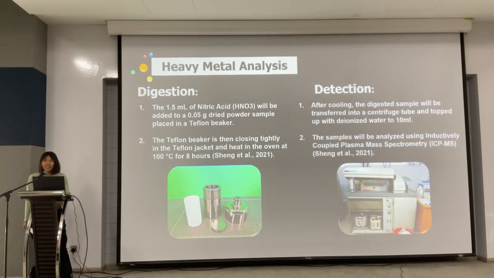Heavy metal analysis. In this analysis, there are two processes, which are digestion and detection. For digestion, I use 1.5 ml of nitric acid to mix with 0.05 gram of sample powder, and I use the Teflon bomb method. I put the Teflon bomb in the oven at 100 degrees Celsius for 8 hours.